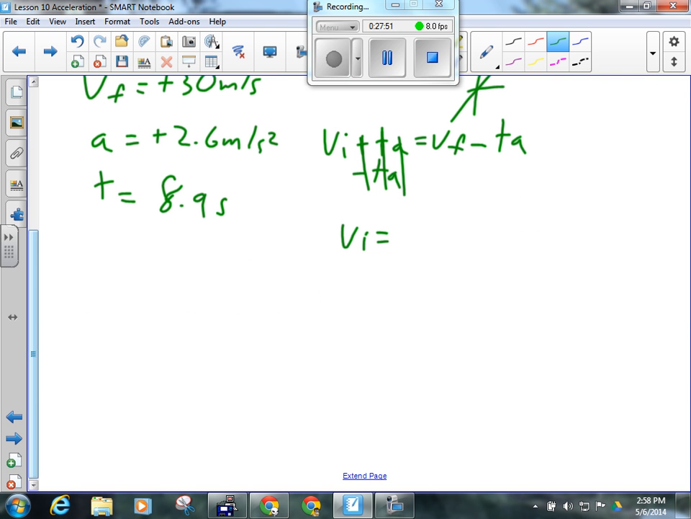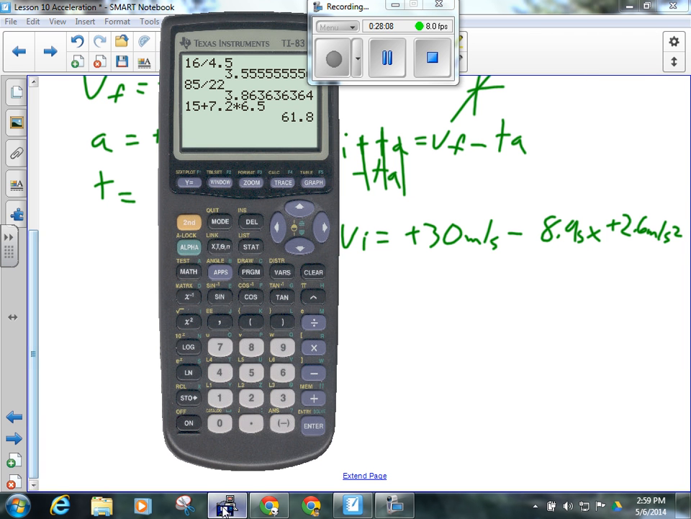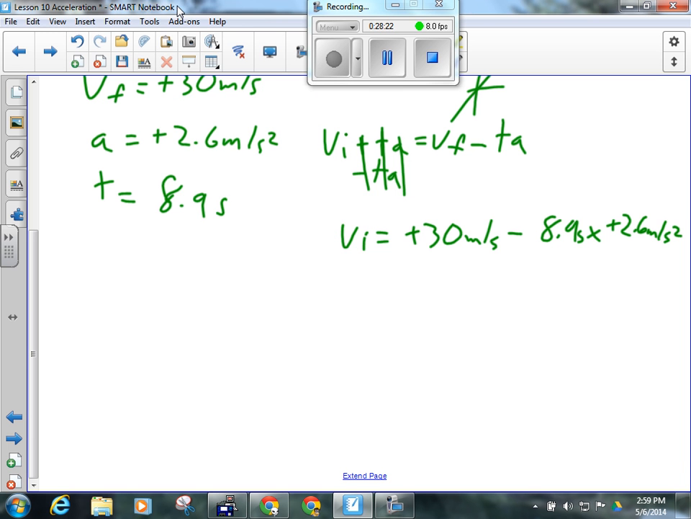Now I can plug in my numbers. VI is going to equal positive 30 meters per second minus 8.9 seconds times the acceleration, which was positive 2.6 meters per second squared. There's my equation. When I plug it into my calculator, 30 minus 8.9 times 2.6, the initial velocity of the boat was 6.86 meters per second, and that was forwards or positive.